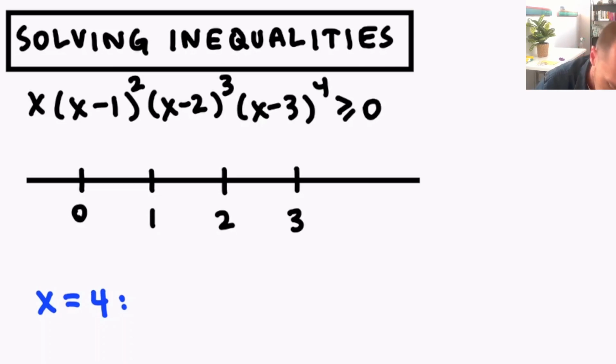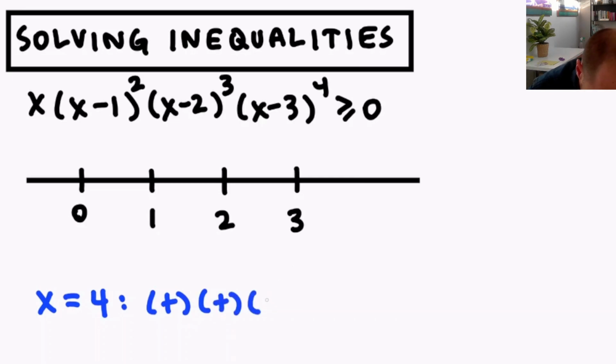All right, so x equals 4. x is positive. x minus 1 is a positive number, and I square it, so it's definitely going to be positive. x minus 2 is 2, cubed, that's a positive number, and x minus 3 to the 4th, that's 1 to the 4th, a positive number. All right, so I've got positive out here.